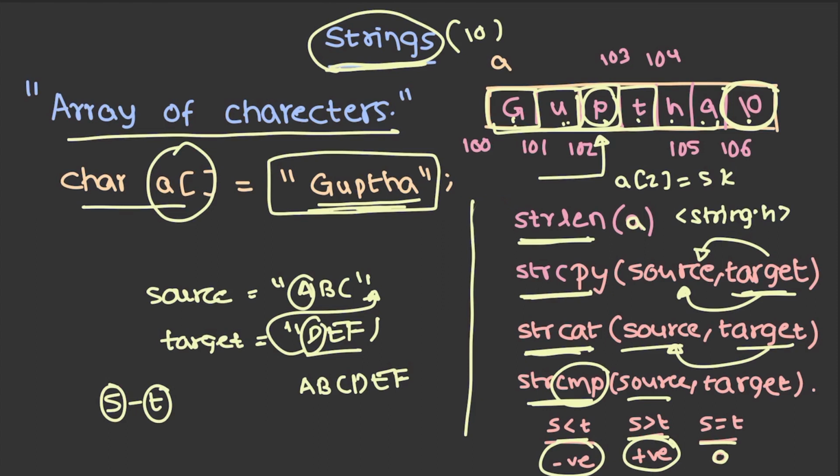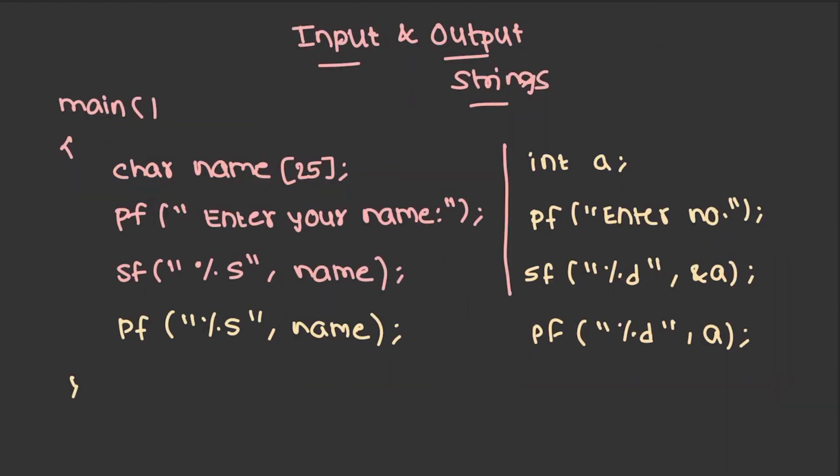After trying to understand strings, let's see how the input and output of strings generally happens. I have defined a main function and I have defined a character array. I am asking to enter the name. Suppose, for example, I have entered the name as Gupta.